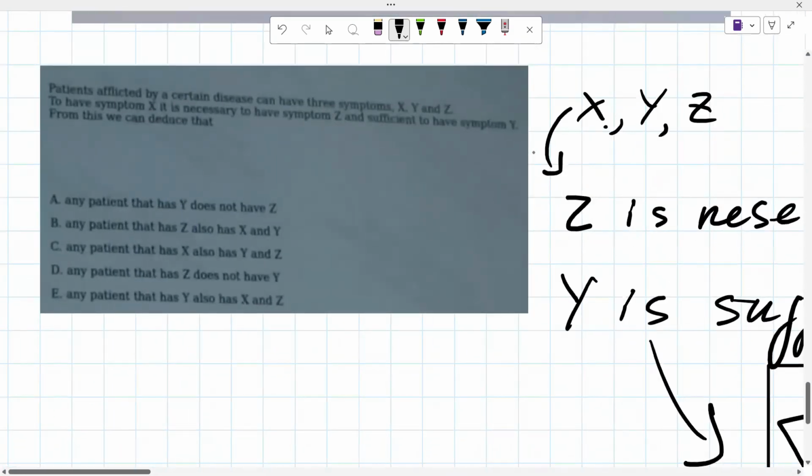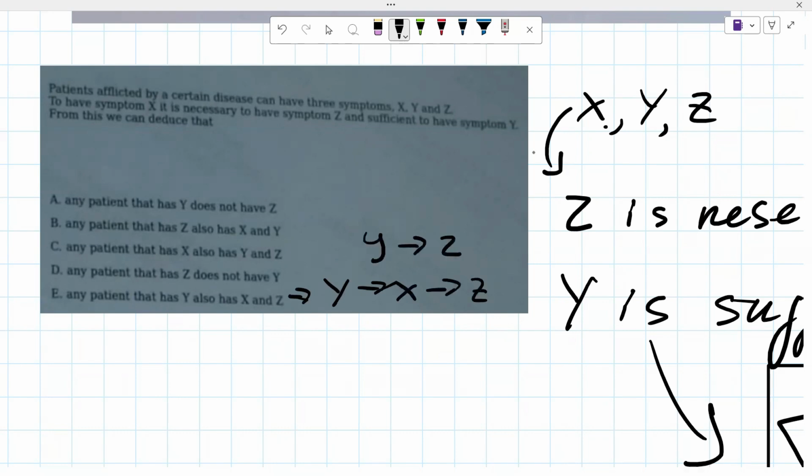Let's see if you have something like this here. In this case, E says any patient that has Y also has X and Z. This is the same as if someone has Y, then it has X, then it has Z. So Y implies Z and Y implies X.